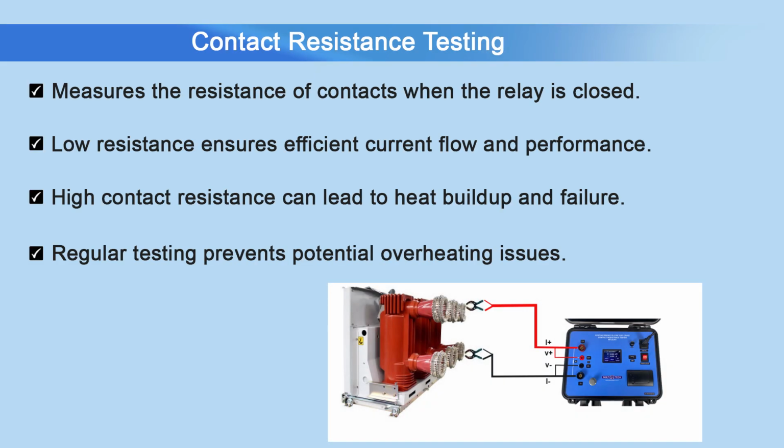Next comes our contact resistance testing. This is done to assess the resistance of the relay contacts, which can affect the relay's ability to conduct current effectively. This testing involves passing a small current through the relay contacts and measuring the voltage drop. The resistance is calculated using Ohm's law and the result is compared to the relay specification. This is done for all relays, especially those used in high current applications where contact resistance can lead to a significant power loss.